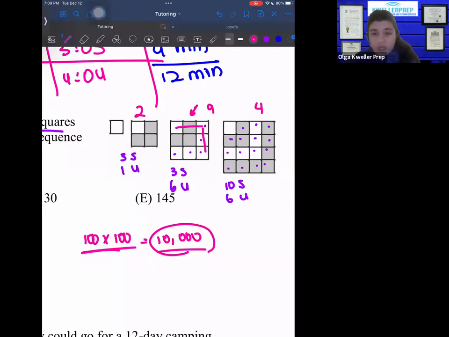So in square 2, there are 2 more shaded than unshaded, right? Because there's 3 shaded, there's 1 unshaded. So the difference between them is 2. Now, in the next one, the difference between them is 4. So it looks like there are as many more shaded squares as rows in the shaded, basically, is the pattern that I'm noticing.